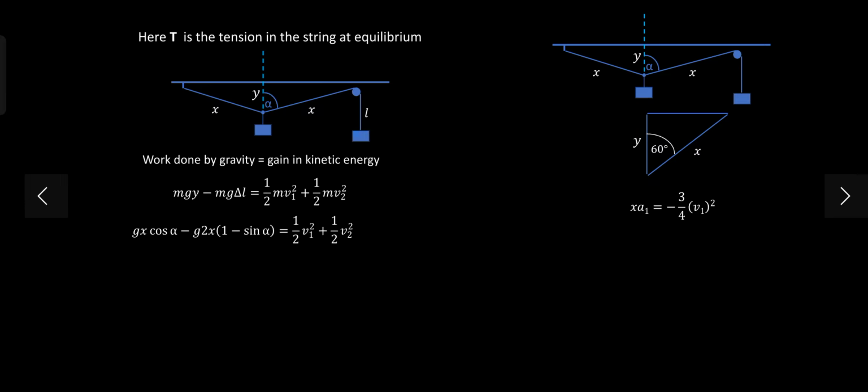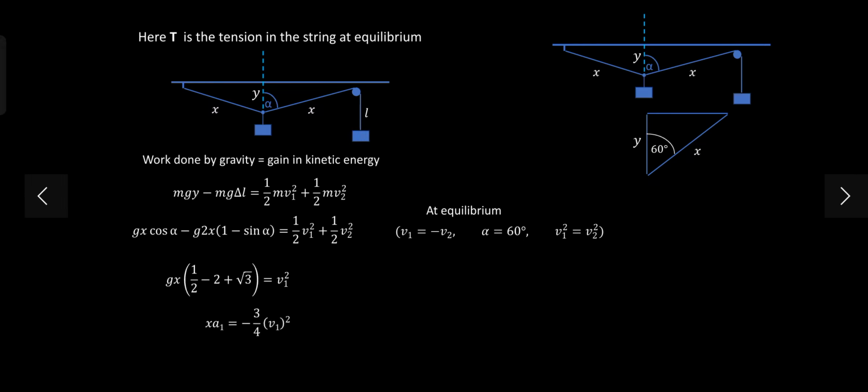I am skipping the calculation here, and by cancelling out the common factor m, we will get this. At equilibrium, I am reminding you again that v1 is equal to minus v2, and alpha is equal to 60 degree. So v1 square is also equal to v2 squared. Now by further simplifications, I am skipping some calculations. We will get this by putting the value of alpha equal to 60 degree and v1 equal to v2. We can get this easily. Now combining these two important results, we will get our answer, which is equal to a1.